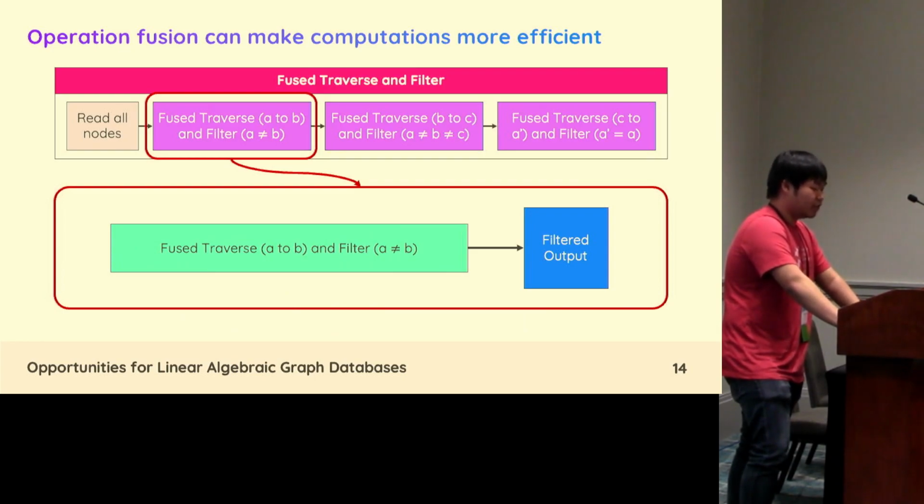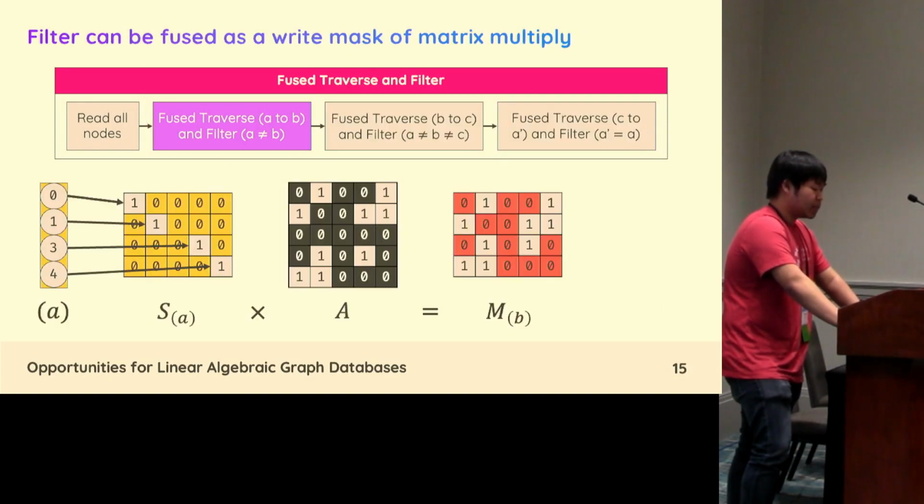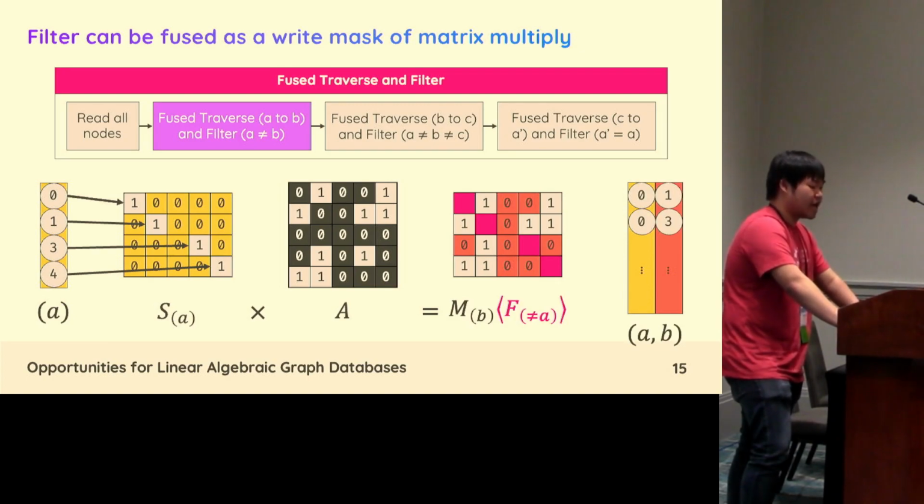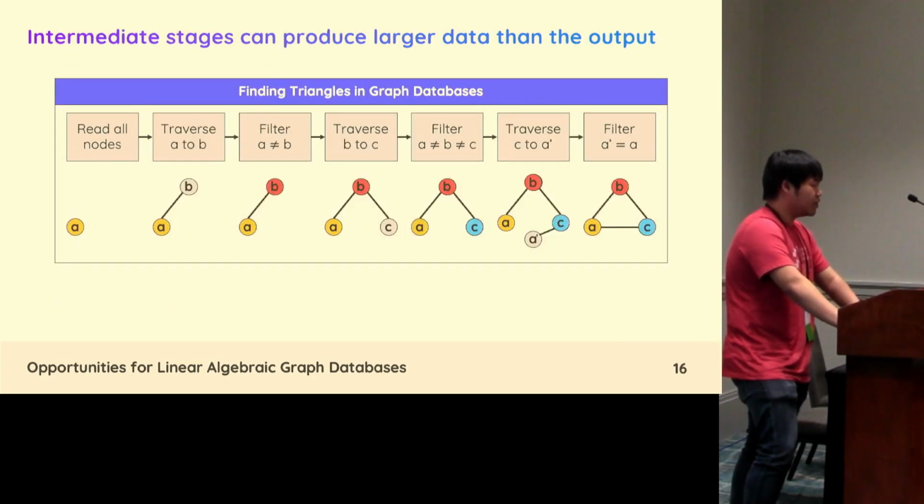By fusing both traverse and filter stages, it helps us reduce intermediate data as well as increase opportunities for better utilized localities. And there exists a way for fusing traverse and filter by using mask matrix multiplication in the GraphBLAS API. The mask matrix multiplication with a write mask that selectively writes elements onto the result matrix is supported in the GraphBLAS API. In this case, we generate a write mask using the node list. So only the filtered result will be written onto the result matrix.